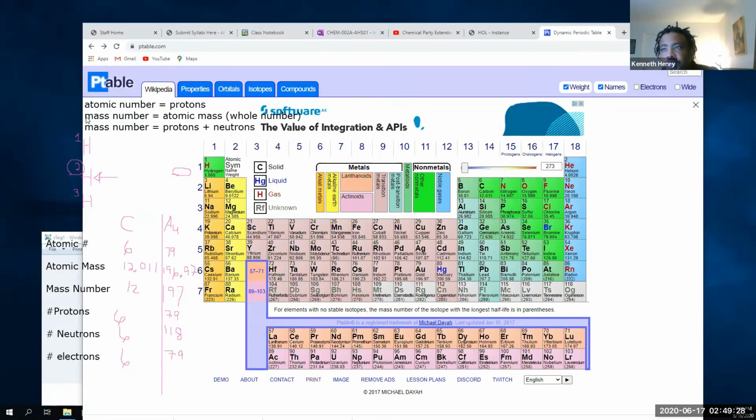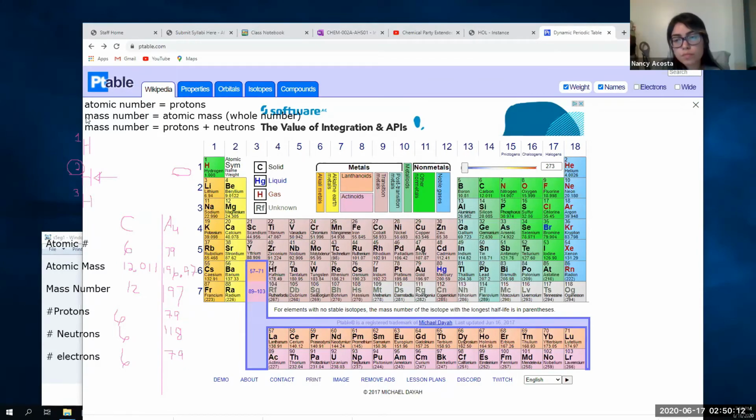So all hydrogens will always have how many protons? 1. All titanium will always have how many protons? 22. So we can have hydrogens that weigh differently. Are they changing their number of protons, electrons, or neutrons? Neutrons, because we know the mass depends on protons plus neutrons. Protons are always the same for that element, so the only thing changing is the neutrons.